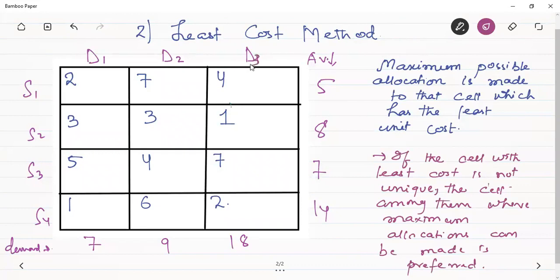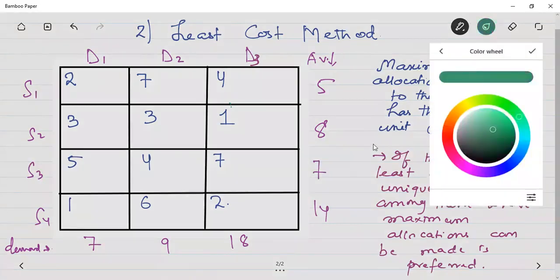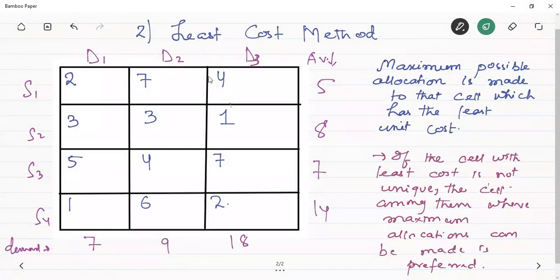Tell me now, which one should I allocate, S2D3 or S4D1? Which cell is to be allocated? Okay, where a clash comes, what we have to do is allocate that cell where the maximum allocations can be made. Okay, after reading this statement, what do you think, where should the allocation start? S4D1. S4D1, no, it has to be done in S2D3.